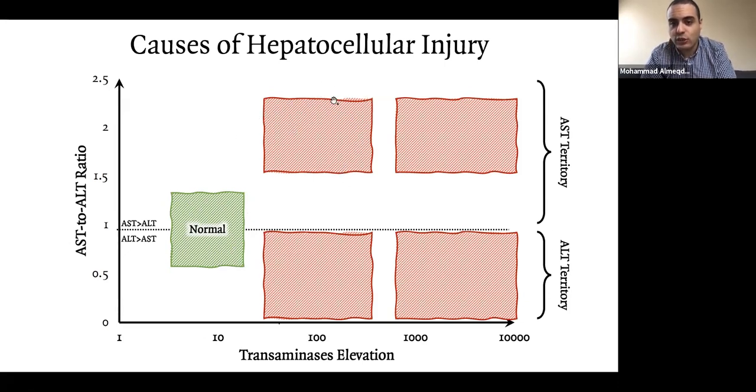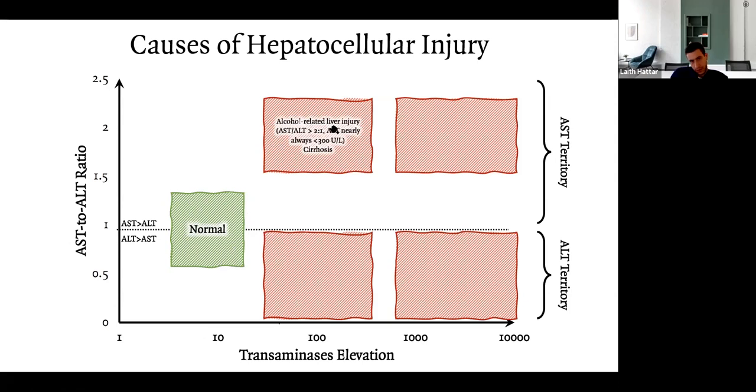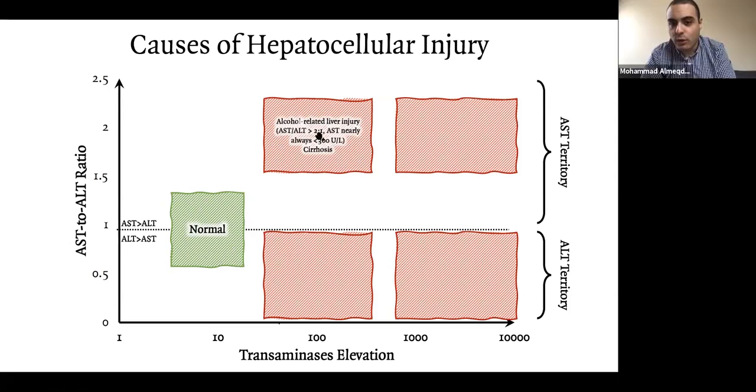But then, let's say you have elevation in the hundreds right here and a high AST to ALT ratio. What is your differential in this box? You guys mentioned it earlier: it's alcoholic hepatitis, alcohol-related liver injury, always a 2:1 ratio, and AST is not more than 300. It hangs around in the hundreds, okay?